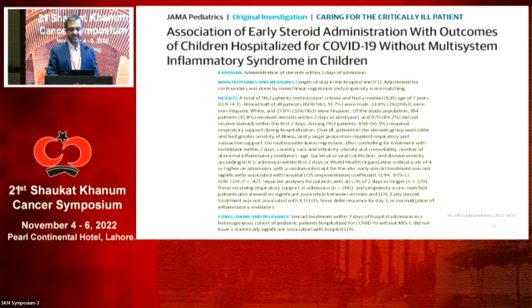So this study has just been published in JAMA in 2022. If we look at the evidence of steroids in COVID-19, this study basically says that early start of steroids in children with COVID-19 who are hypoxic had no mortality benefit or effect on the length of hospital stay in these children. But still the WHO as well as all other societies recommend using steroids in children who are hypoxic.